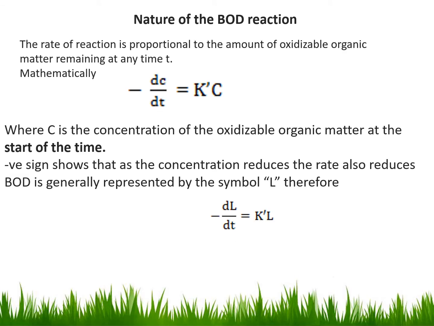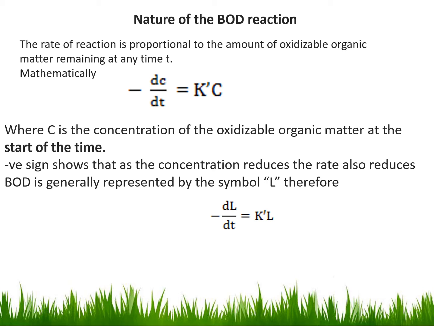This is important now: the nature of BOD reaction. How does the BOD reaction take place? What is the relationship between the organic content and the time of its decomposition? Very simple. The higher the organic content, the higher the rate. Of course, when there is more food, there is a faster reaction. But gradually, with the decrease in the organic content, the rate will slow down. This is actually a reduction with time. That's why we will be using a minus sign with it.